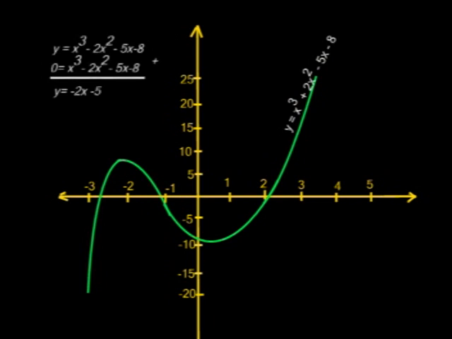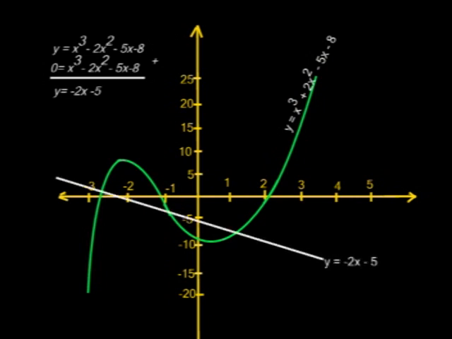So we have y is equal to x cubed plus 2x squared minus 5x minus 8. The whole plus 0 is equal to minus x cubed minus 2x squared plus 3x plus 3. If we add, we have y is equal to minus 2x minus 5, and that is an equation of a straight line. We plot the graph of y is equal to minus 2x minus 5 on the same curve, and we shall have the following.